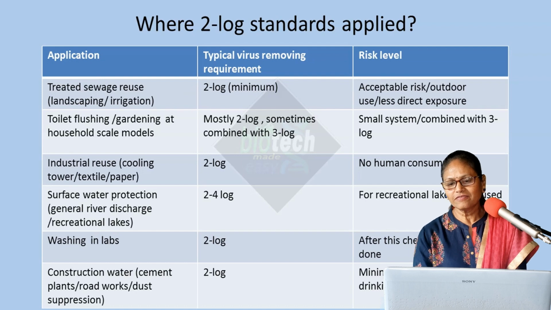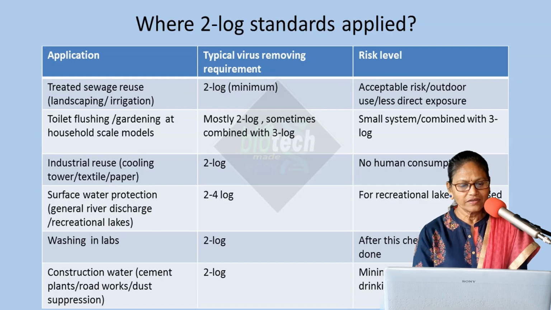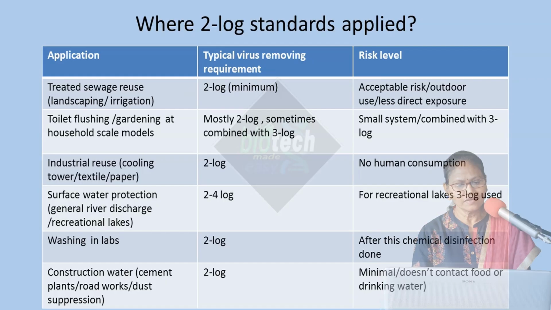And why is the risk level low here? Because it is a small system, and moreover it is also combined with 3 log, which is a higher value. Then if you see the industrial reuse, cooling towers need lots of water. So there you can use it. In the textile industry, in the paper industry also you can use it. And 2 log is sufficient for this purpose. And here also there is no human consumption. So there is no risk.